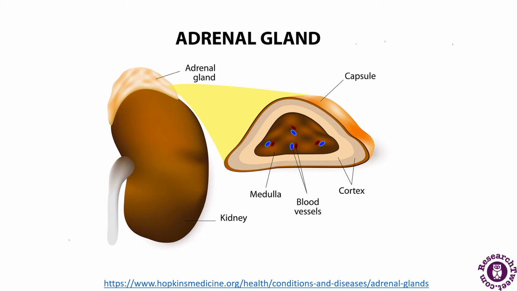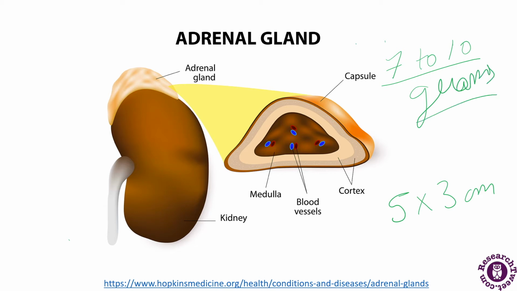This gland is usually about 3 to 5 centimeters in size, and the combined weight of the glands is about 7 to 10 grams. Healthy glands are usually yellowish in color.